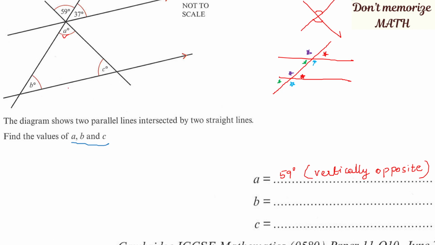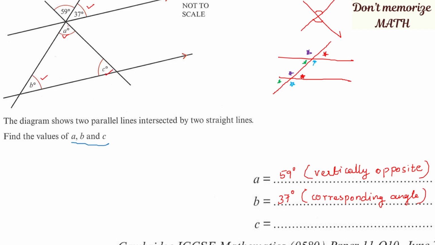So see the question here. For B, you can see these are the two straight lines crossed by this line. B and 37 are in the same place, right? Just ignore this line, just these two parallel lines crossed by this line. 37 and B are in the same position, so you can write B is equal to 37 degrees. The reason is they are corresponding angles.